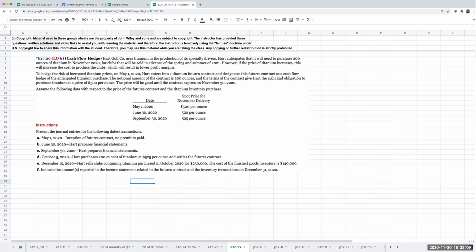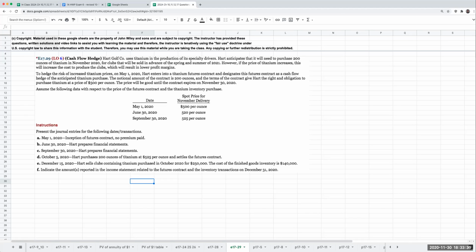However, if the price of titanium increases, this will increase the cost to produce the club, which will result in lower profit. To hedge the risk of the increased titanium prices, on May 1st, 2020, Hart enters into a titanium futures contract and designates this futures contract as a cash flow hedge of the anticipated titanium purchase. The notional amount of the contract is 200 ounces.